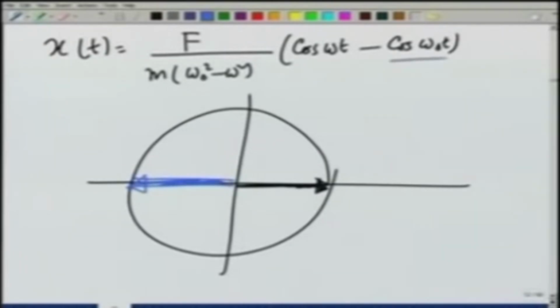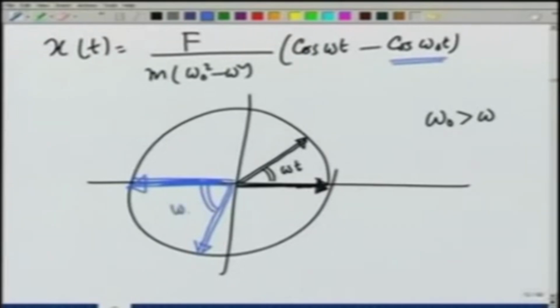This term is this one. After time t, this phasor moves by an angle omega t. Let us assume right now that omega 0 is larger than omega. In that case, the applied frequency is smaller than the natural frequency. This phasor will move slightly more, maybe it comes here by omega 0 t.